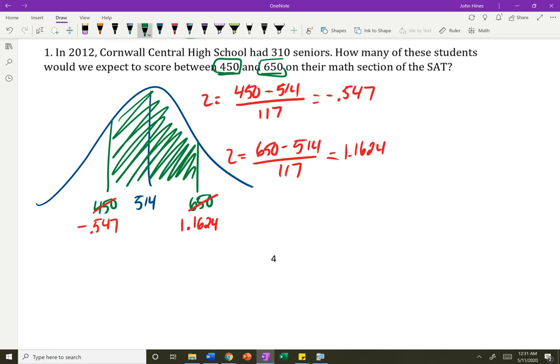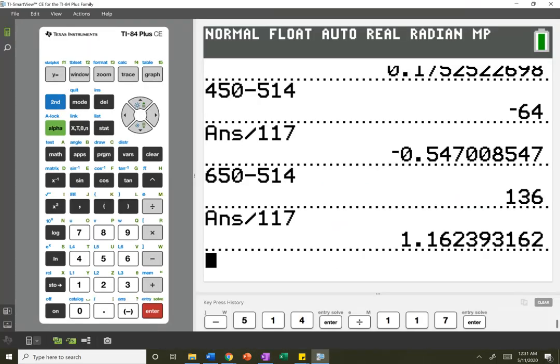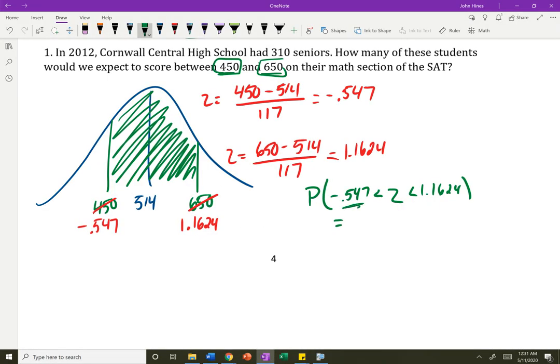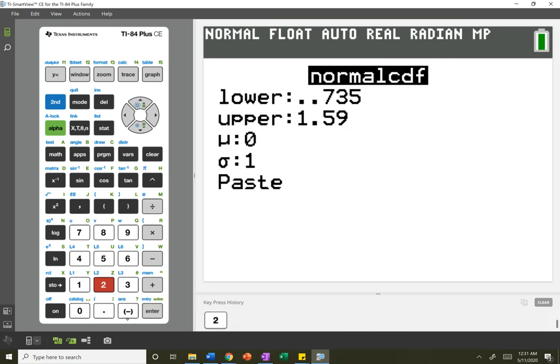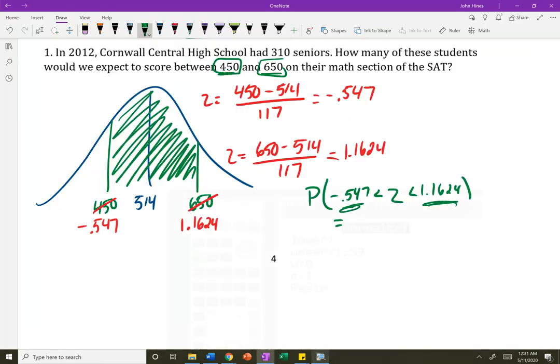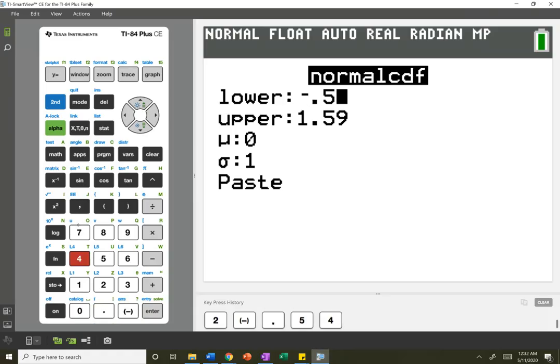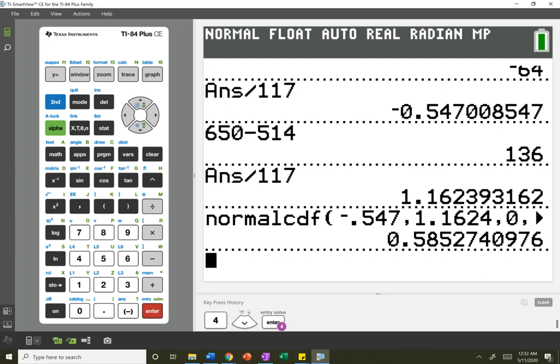So I want to know this green section. What is the probability that my z-score is trapped between negative 0.547 and 1.1624? And the way that we do that is 2nd vars. So I'm finding the probability. That's my lower bound and that's my upper bound. 2nd vars, normal CDF. Lower was negative 0.547, and my upper bound is 1.1624. There we go. I can remember that one. I can't remember the first one. Enter, enter, enter, enter. There we go.